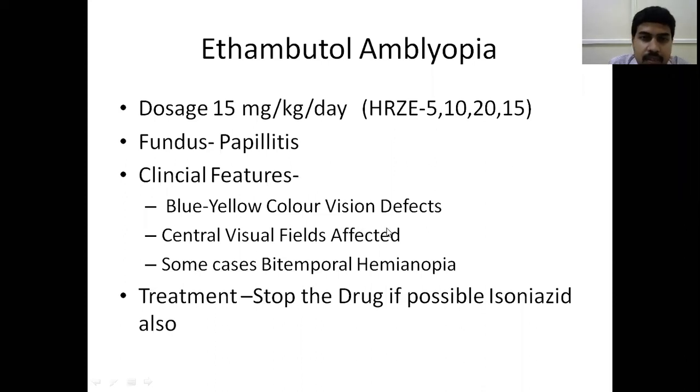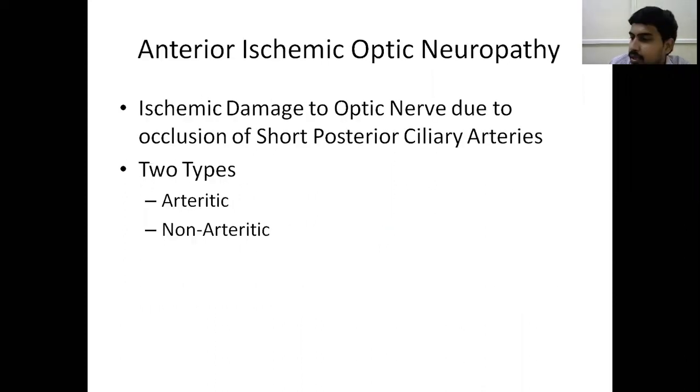Similarly, the next condition, anterior ischemic optic neuropathy. So what is this anterior ischemic optic neuropathy? It can be asked like a 2-mark question. It is an ischemic damage to the optic nerve due to occlusion of the short posterior ciliary arteries.